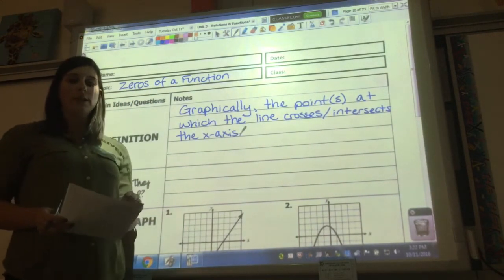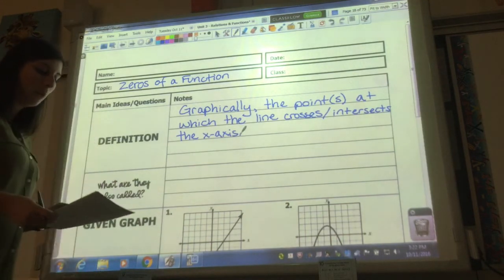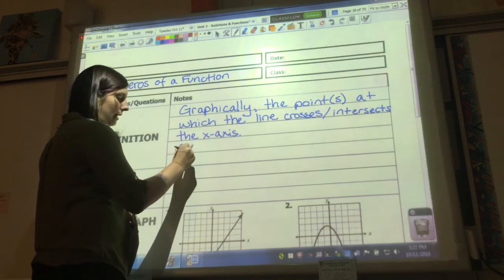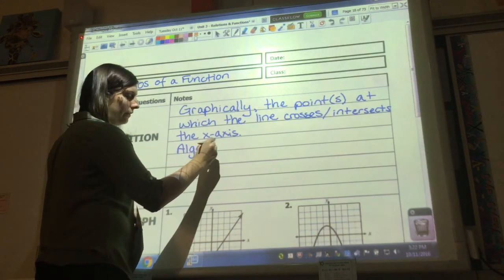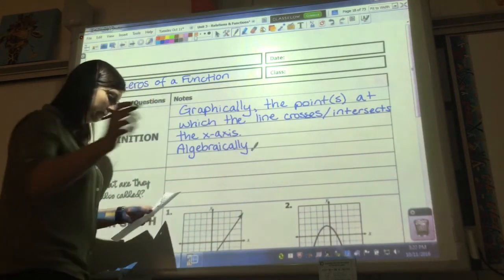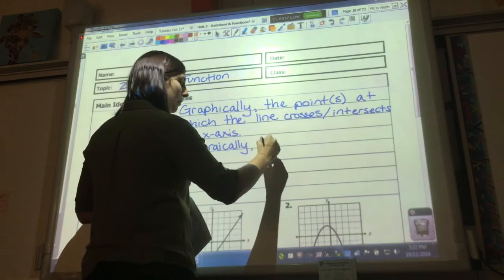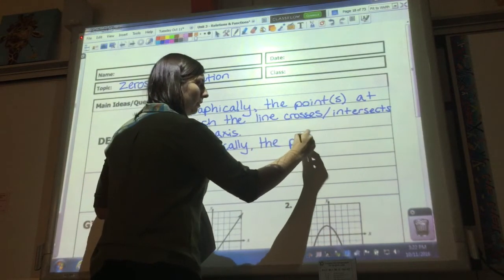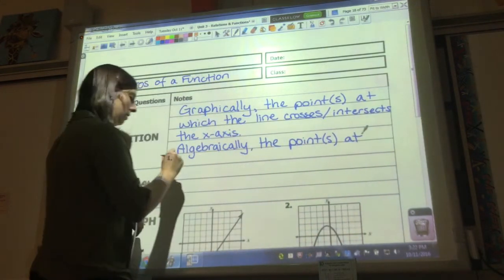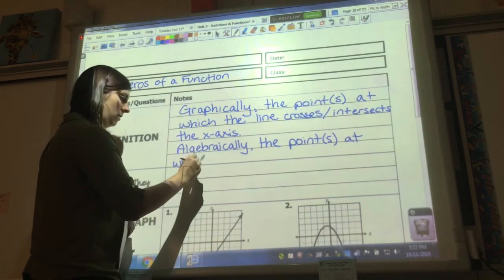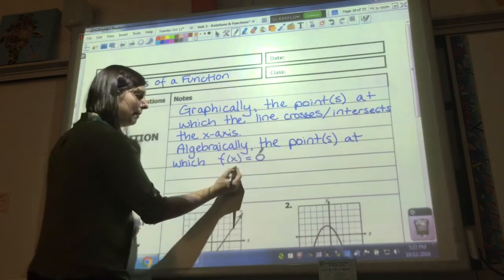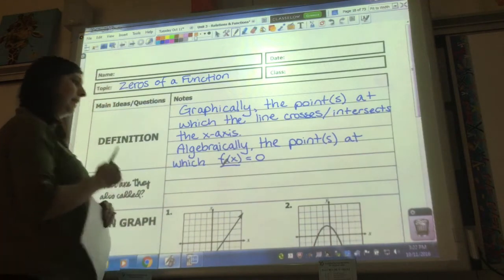Algebraically, if you're just solving the equation, you're going to find the point at which f of x equals 0. So algebraically, that's when you are solving an equation. The point or points, could be more than one, at which f of x equals 0. So remember that this f of x actually means y.